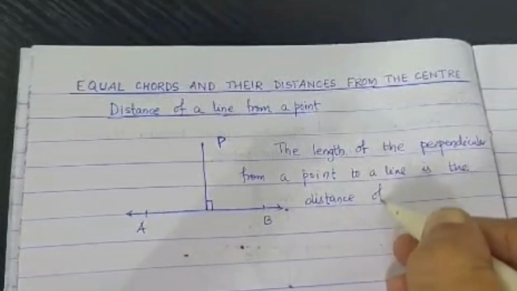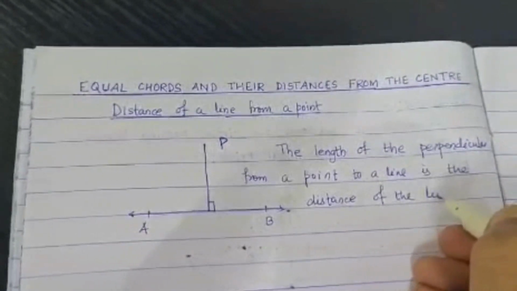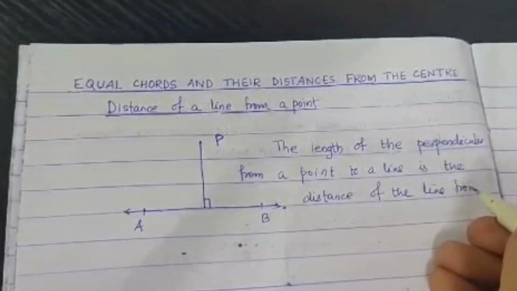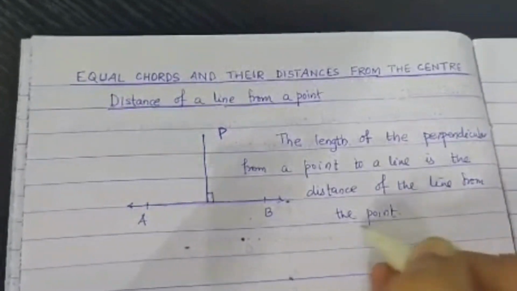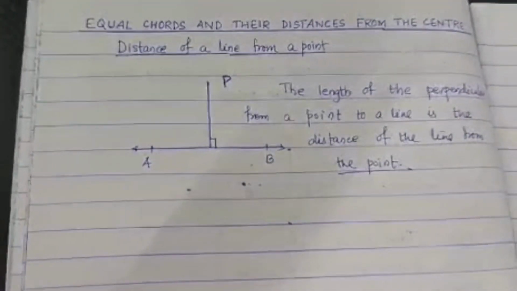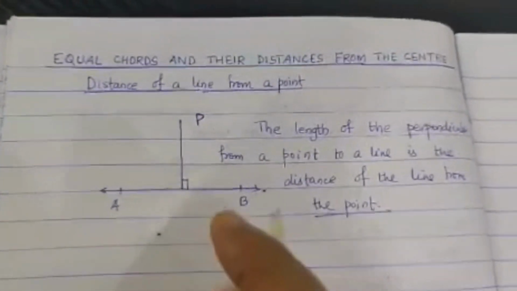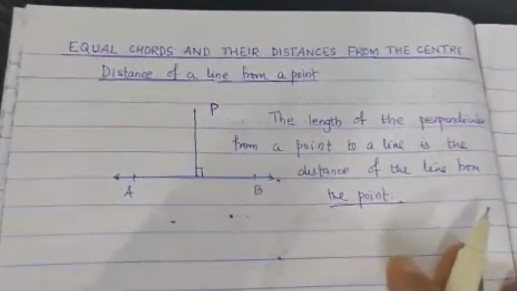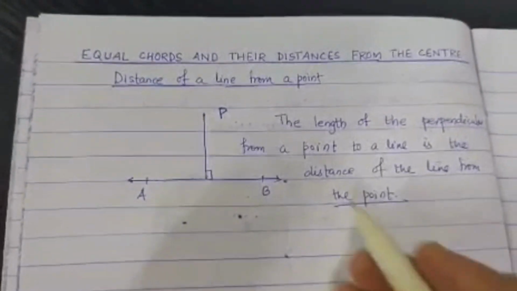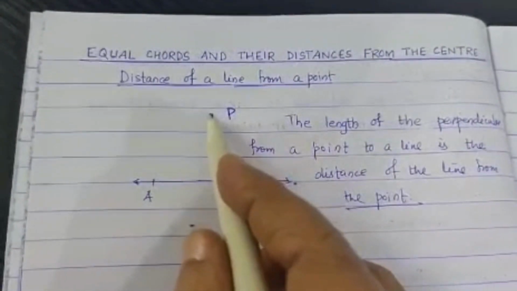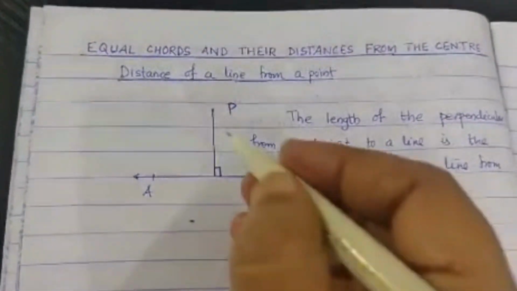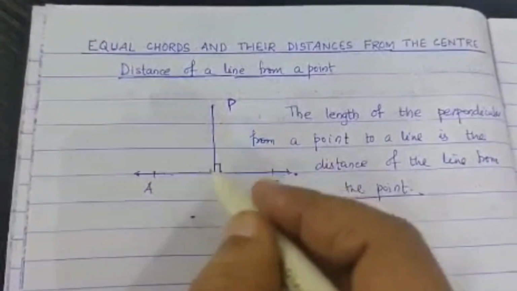Distance of the line from the point. Okay, so it was necessary to go directly to the topic or the theorem. So basically this perpendicular distance is the distance of a line from a point P. Alright, the length of the perpendicular from a point to the line.